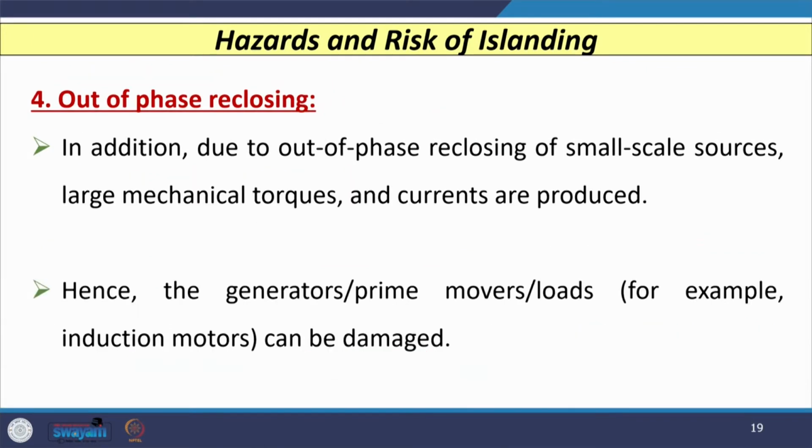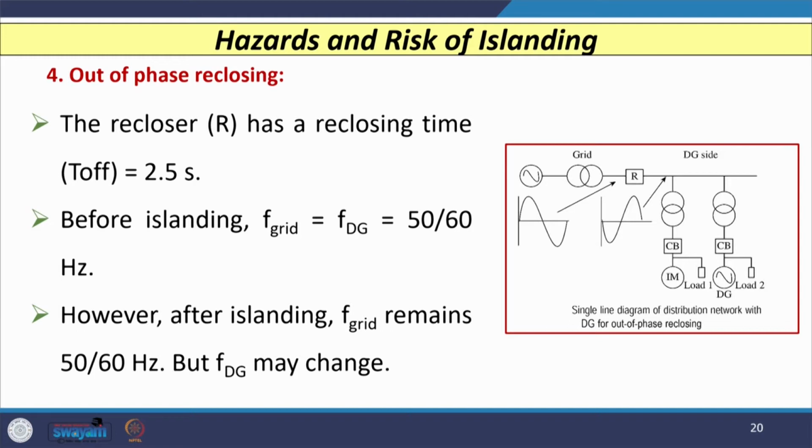Let us see how. We know that due to out of phase reclosing of small scale resources, that is DR or distributed generators, there are chances of the production of mechanical torques and heavy currents are induced, and because of that your generators, maybe your loads, for example induction motors, may get damaged. Let us see how this is possible. To understand this, let us consider one network where we have a grid. We have a generator which is connected to the transformer, I am calling this the grid, and then we have a recloser, a circuit breaker with a reclosing facility.